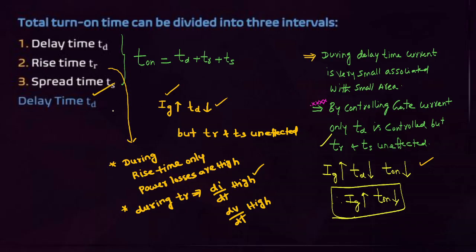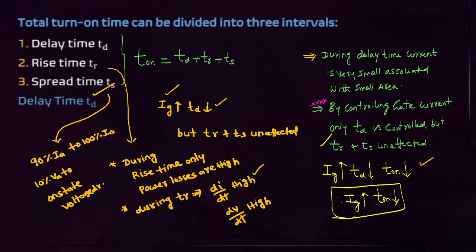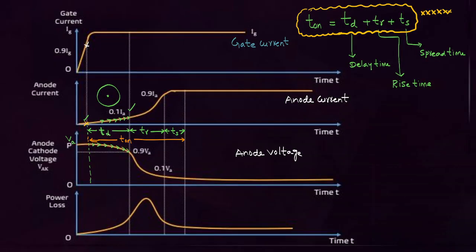And during spread time, the current is rising from 90% IA to 100% IA. Voltage is falling to 10% VA to the on-state voltage drop. In detail about these definitions, please concentrate on this waveform.